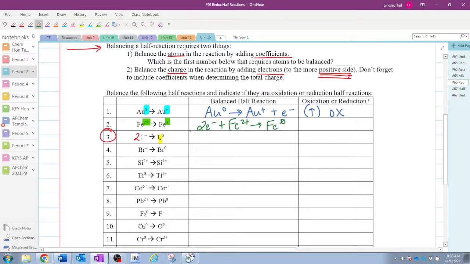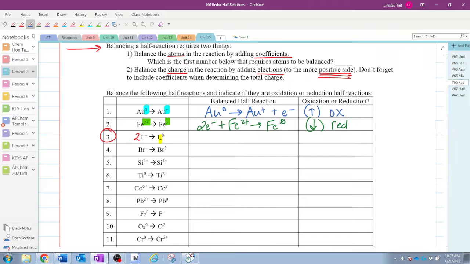And can we see how the negative 2 from the 2 electrons and the positive 2 from the Fe2 plus, that now adds up to equal to 0 on the other side? They're both the same charge. Lastly, my number went from plus 2 down to 0. So this is which type of half reaction? It is a reduction half reaction.